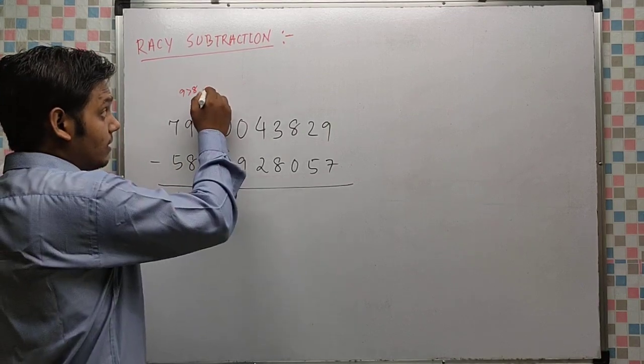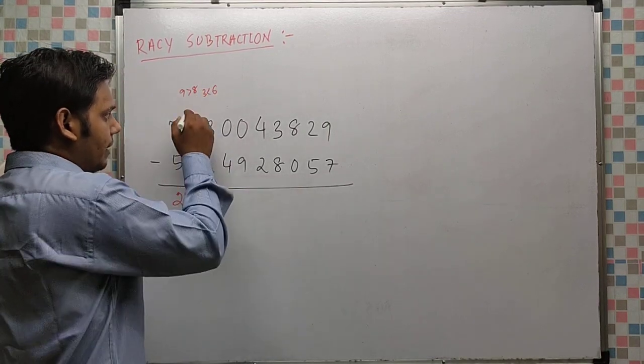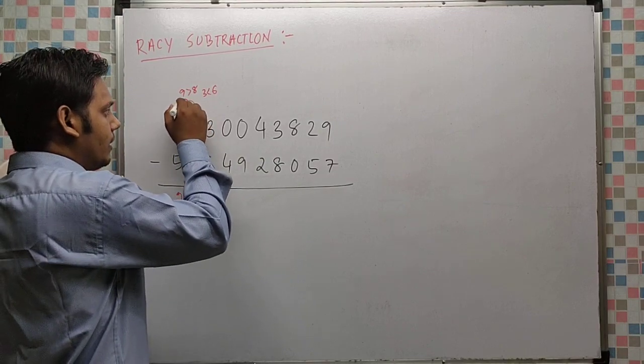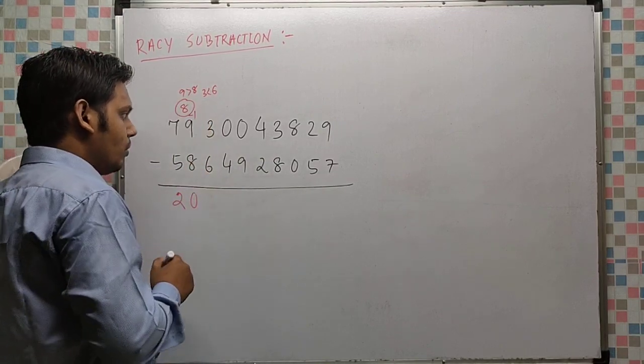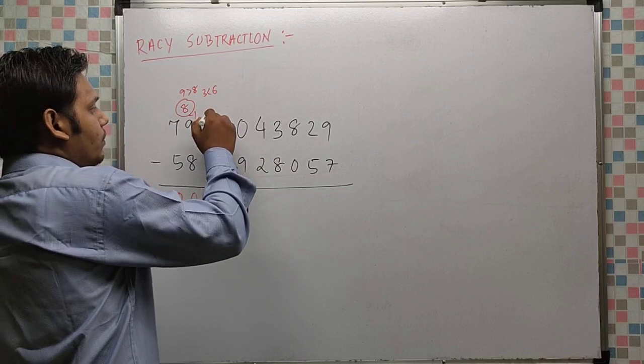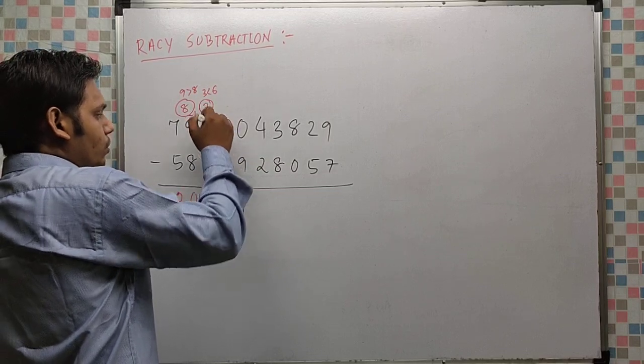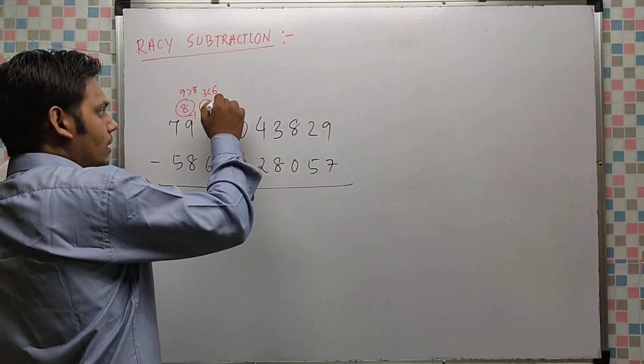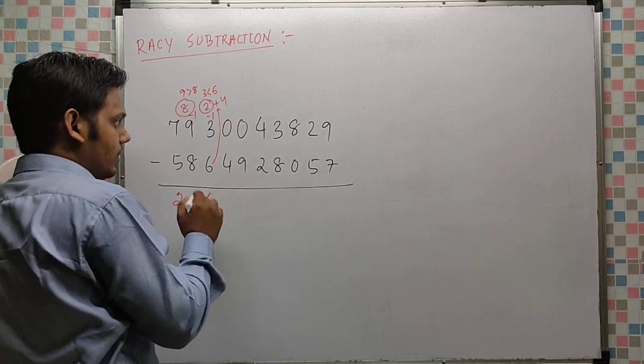3 is less than 6. 9 will be decreased by 1, that is 8. 8 minus 8, that is 0. 0 is less than 4, so 3 minus 1, 2. 6 complement will be added, that is 4. 2 plus 4, that is 6.